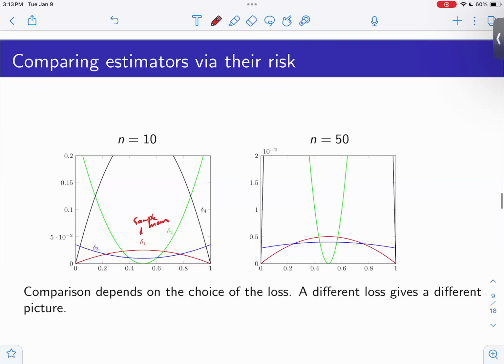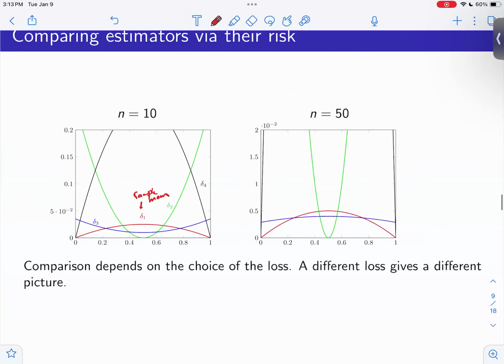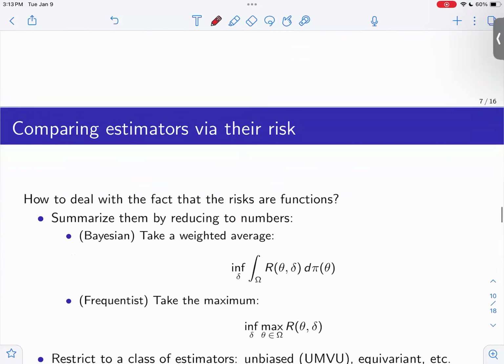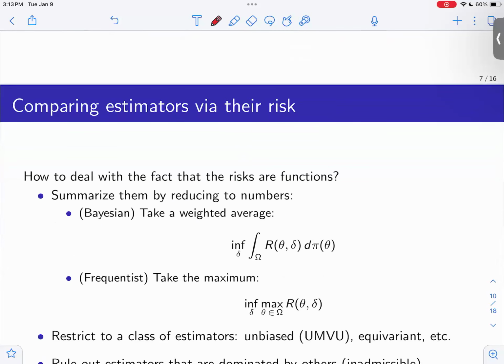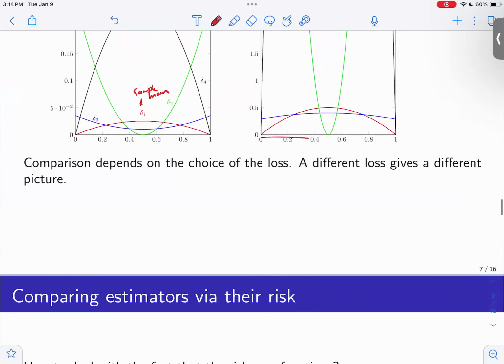So one idea is to try to reduce the entire risk function to a number. Somehow summarize it to a number, and then numbers can be compared. That's one way of viewing the fixing of the issue. We can take the average with respect to some weight on the theta space, so a weighting of theta.